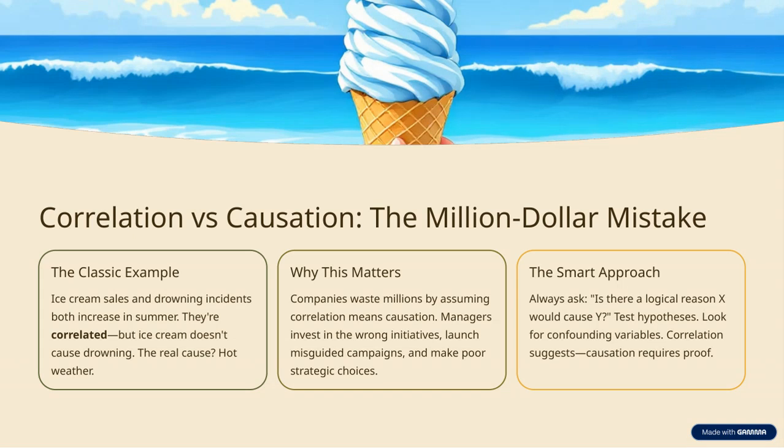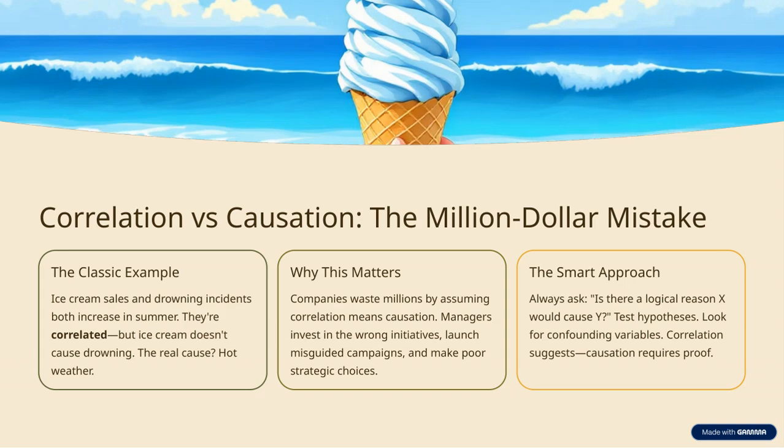Consider the example where ice cream sales and drowning incidents both rise during summer. These two are correlated, which means they happen at the same time, but ice cream sales don't cause drowning. The actual reason behind both increases is the hot weather prompting more people to buy ice cream and swim, which explains the rise in drowning incidents.